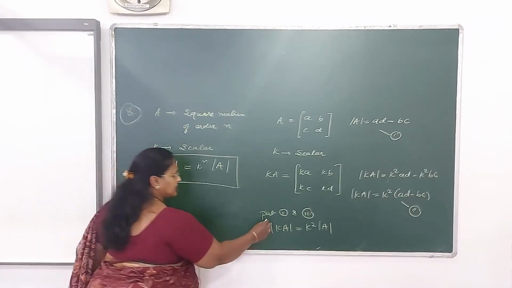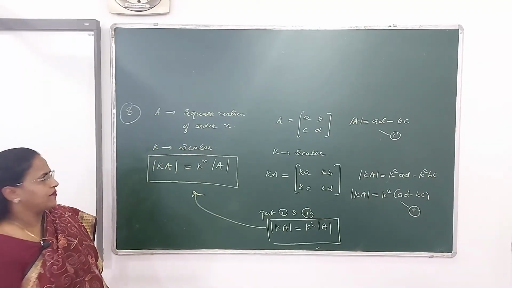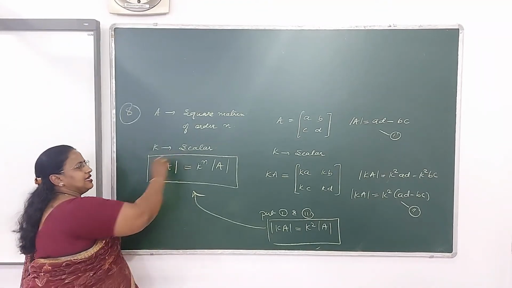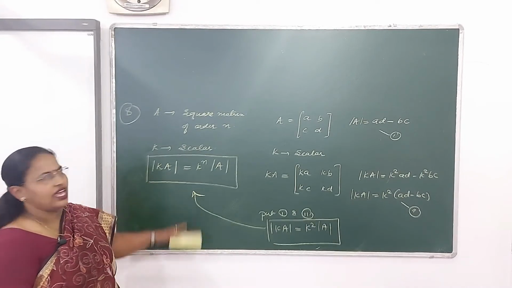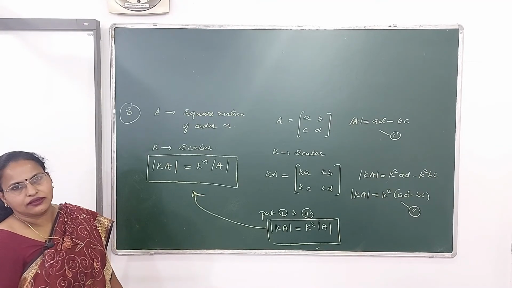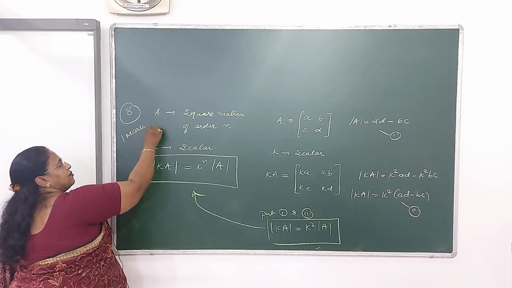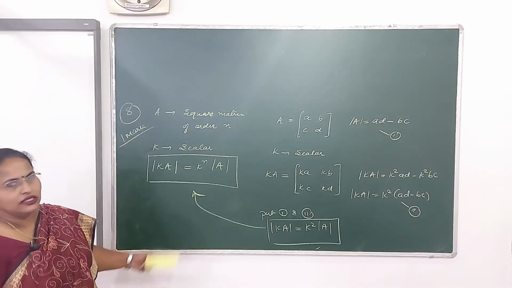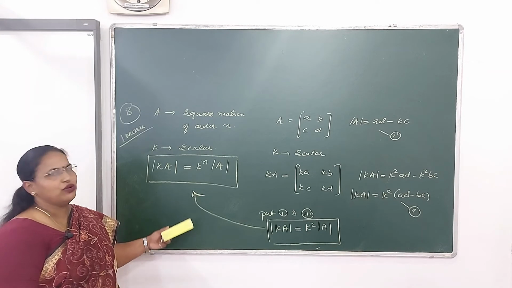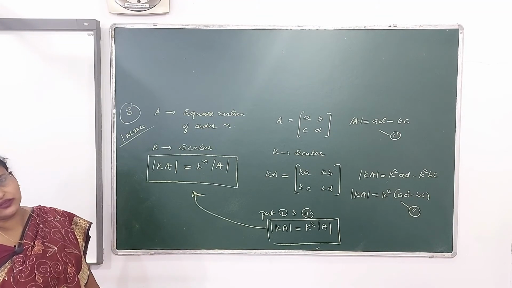I hope children you are getting this clear. So this can be taken as a property which you can use directly. If A is a square matrix of order n and k is any scalar, then the determinant of kA will be k raised to n into the determinant of A. Now this is an important question. In board examinations we get a question of 1 mark or maybe 2 marks. This is formula based, so you can use the formula directly. So this is property 8.